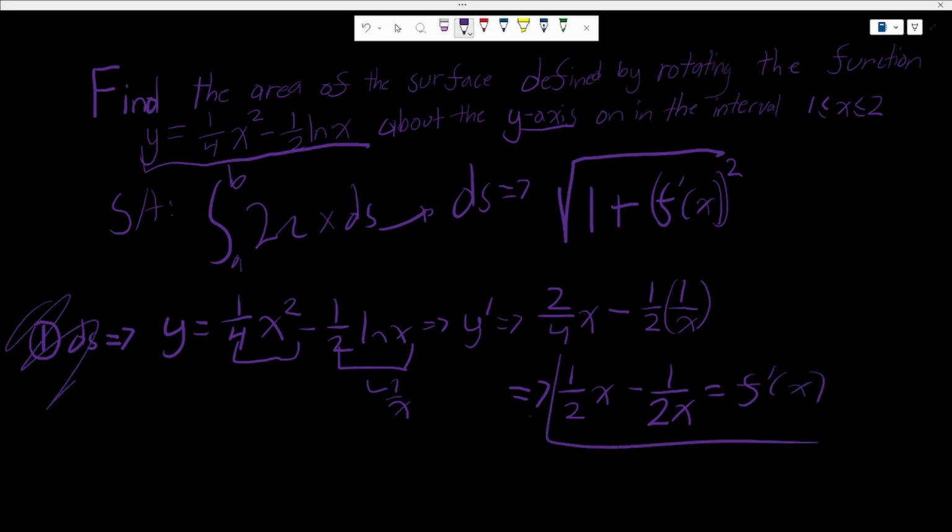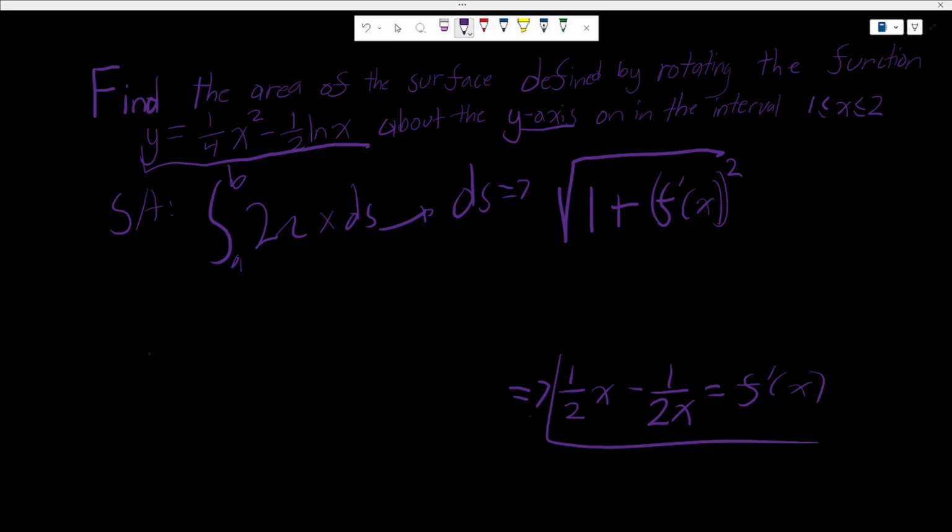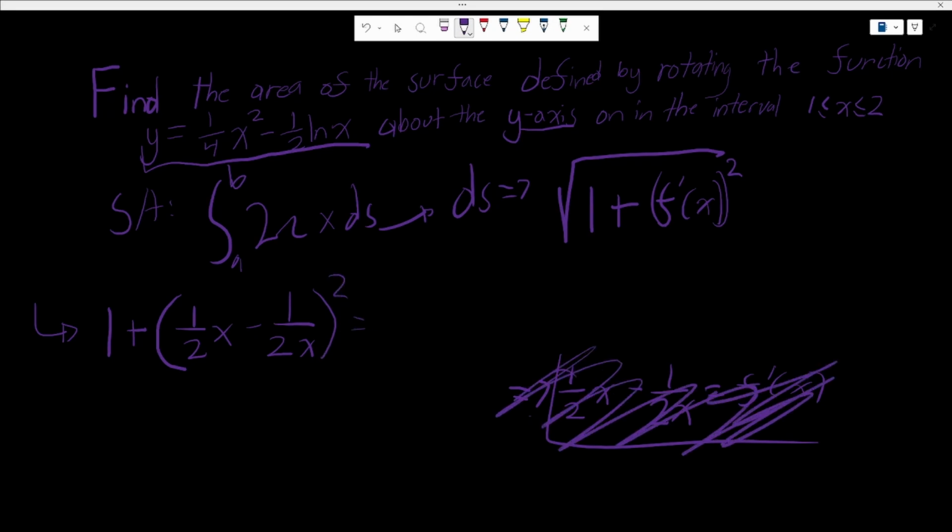So now let's make some room, and we'll begin solving the inside of that radical. Now that we found the derivative, let's do the inside of our radical. So we'll have 1 plus, in parentheses, 1/2 x minus 1/2 x, where the x is in the denominator, and we'll have this squared. So we can just simplify this now.